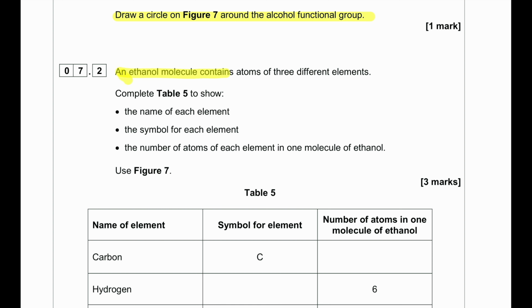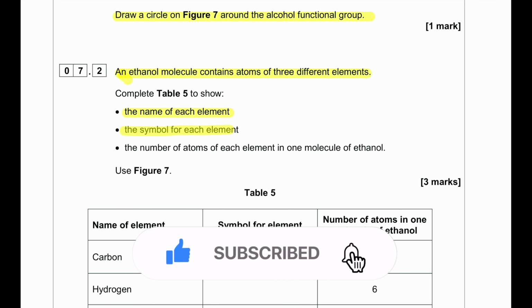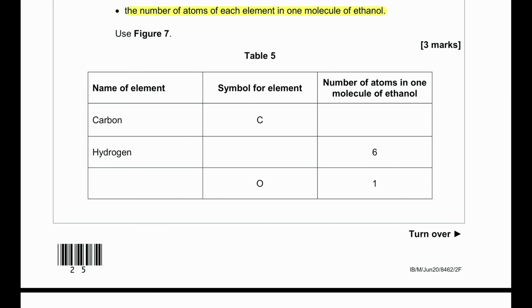An ethanol molecule contains atoms of 3 different elements. We need the name of each element, the symbol for each element, and the number of atoms for each element in one molecule of ethanol. O is oxygen. Hydrogen has a symbol of H. Carbon: the number of atoms in one molecule of ethanol is 2.